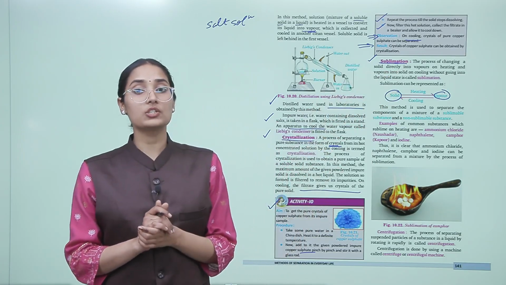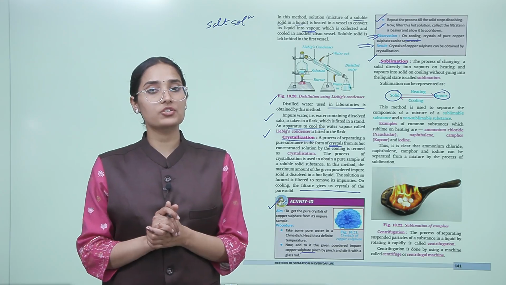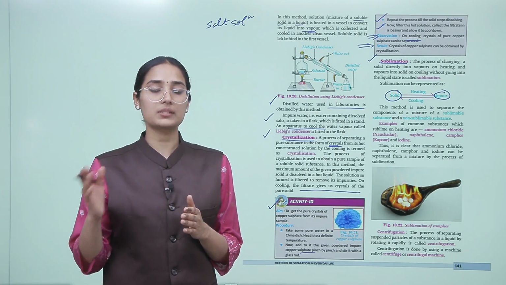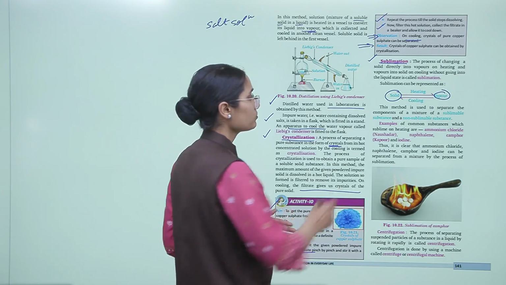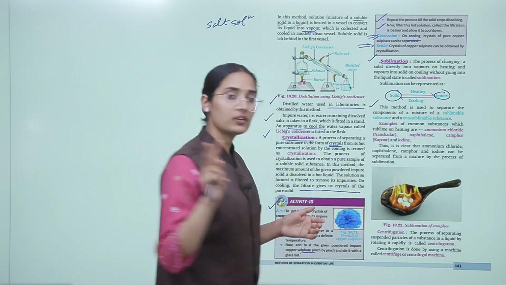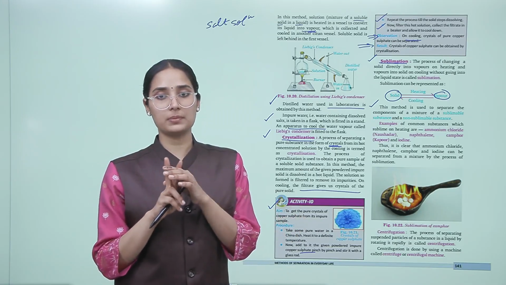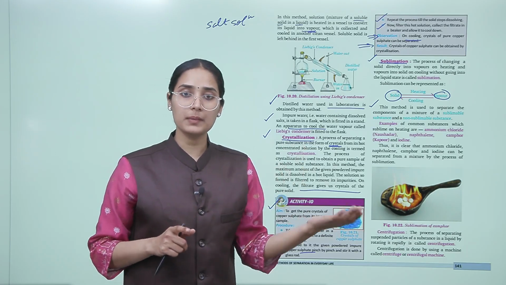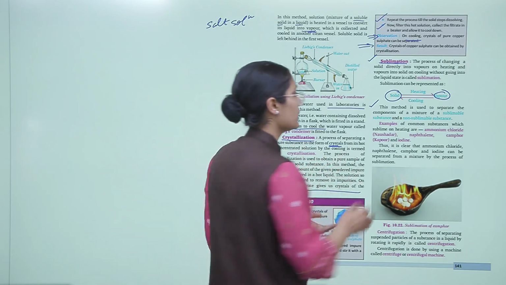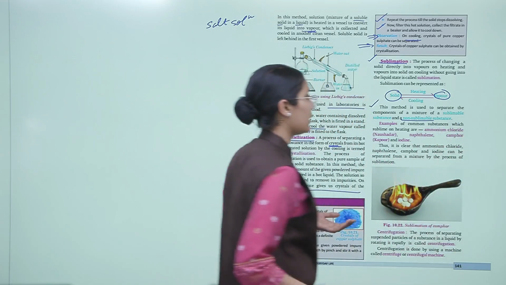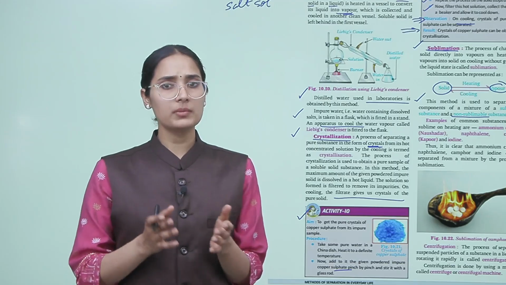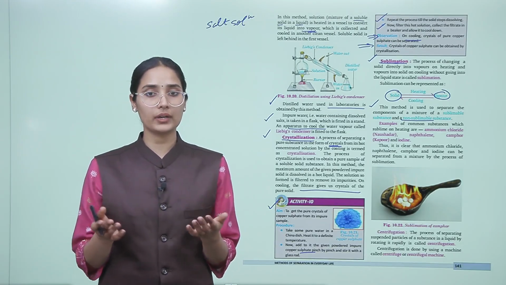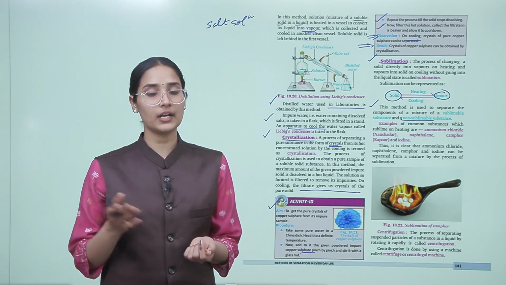Now this method is used to separate the components of a mixture of a sublimable substance and a non-sublimable substance. When we have a mixture where one substance is sublimable and the other is non-sublimable, for example, common substances which sublime on heating are ammonium chloride, naphthalene, camphor and iodine, right?